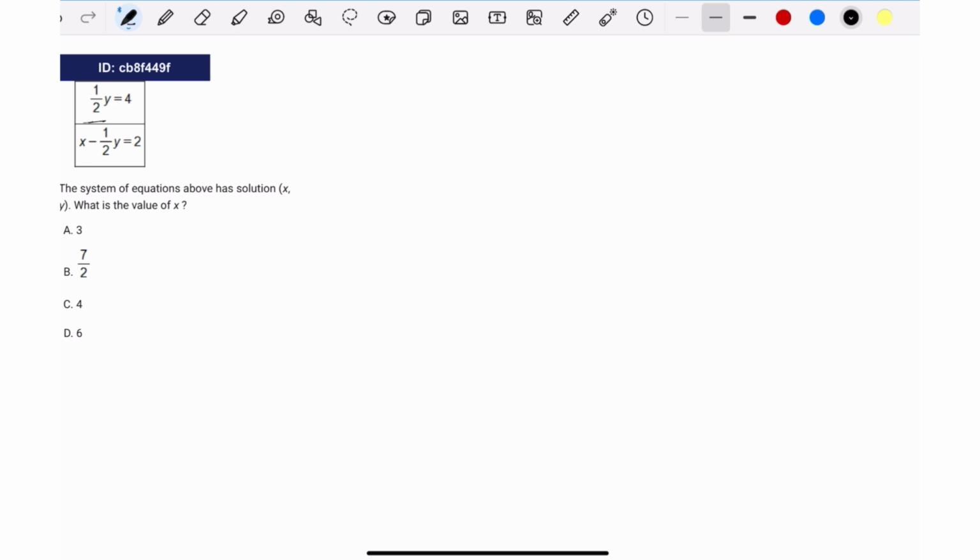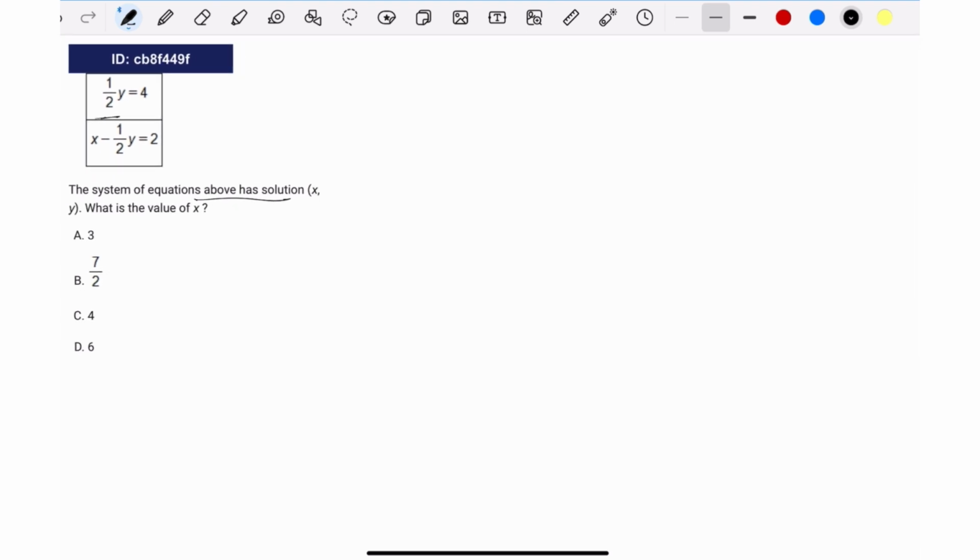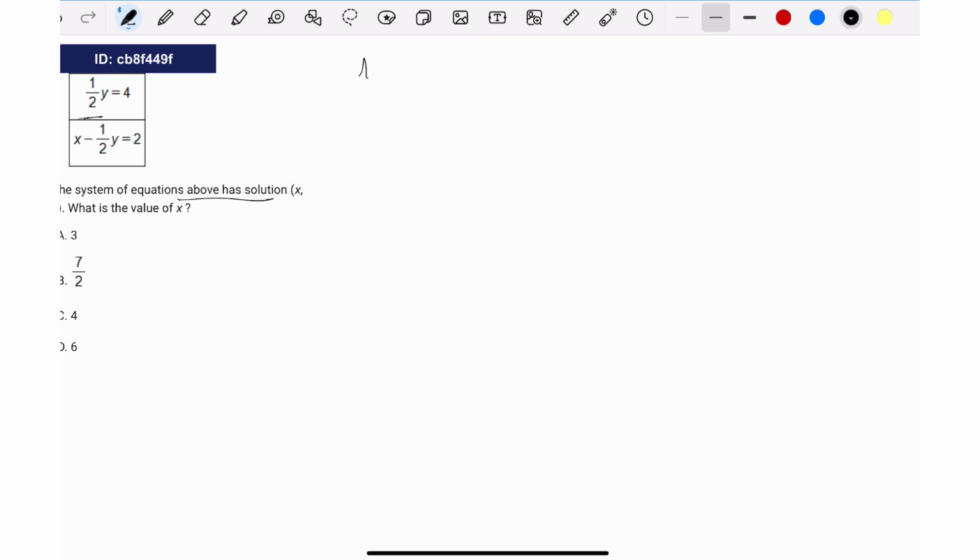See, another question. But it says no solution this time. Let's see it. Okay, guys. So 1 divided by 2y equals 4. And x minus 1 divided by 2y equals 2. It says that it has no solution. Okay, guys. We're going to do the same thing.